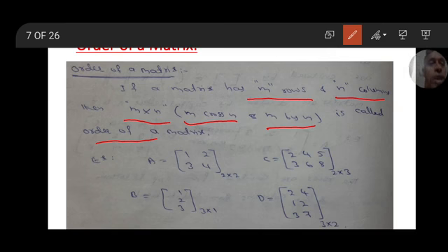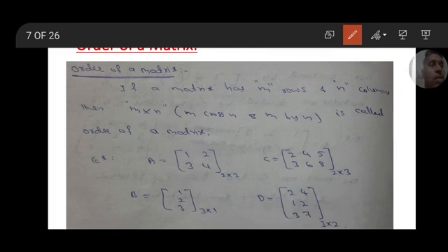Example A equal to 1, 2, 3, 4. What is the order? 2 rows and 2 columns. So it is a 2 by 2 matrix. And B matrix 1, 2, 3: 3 rows and 1 column. So its order is 3 by 1. And C matrix 1, 2: 2 rows and 3 columns. So 2 by 3 is the order. And next, D matrix: 3 rows and 2 columns. So 3 by 2 is the order. Number of rows by number of columns, m cross n, is the order of a matrix.